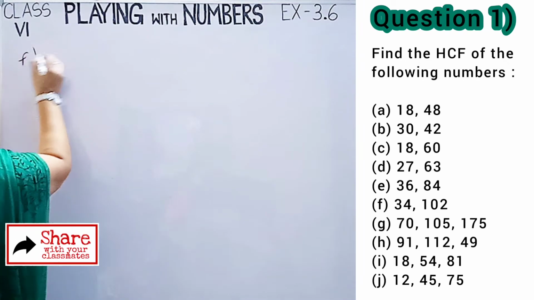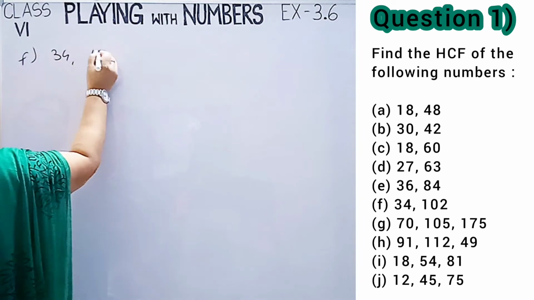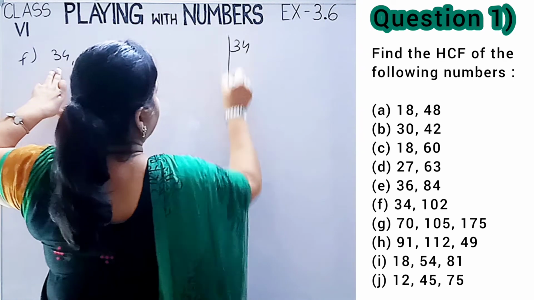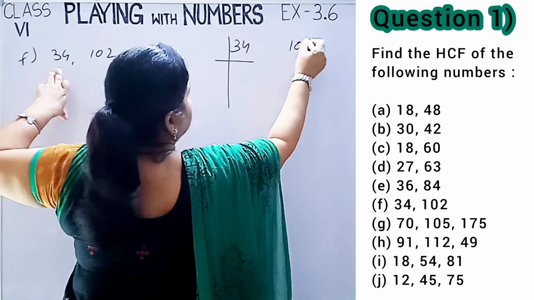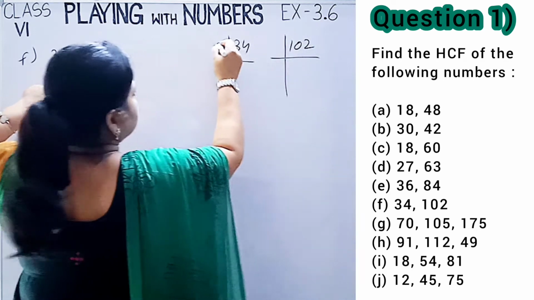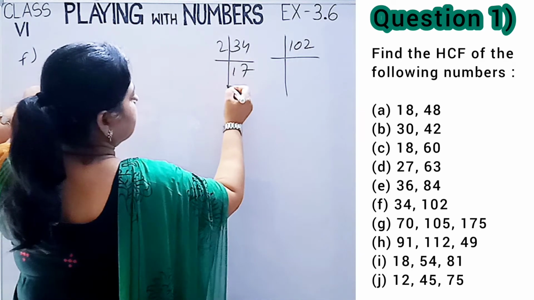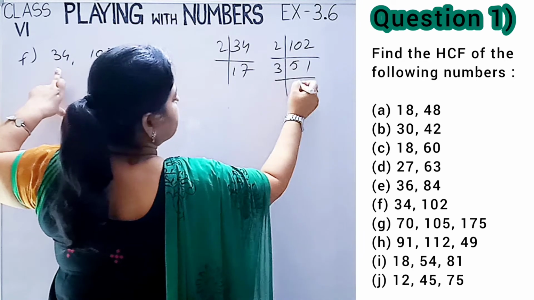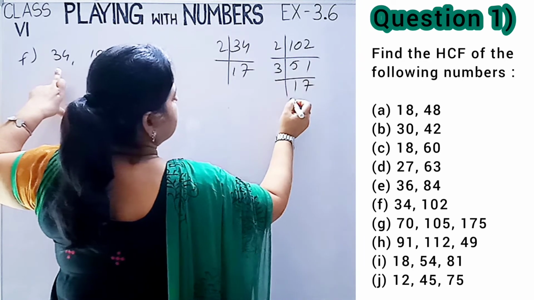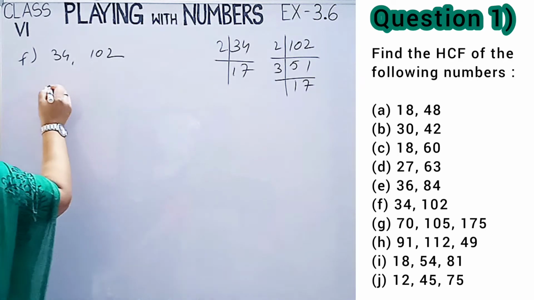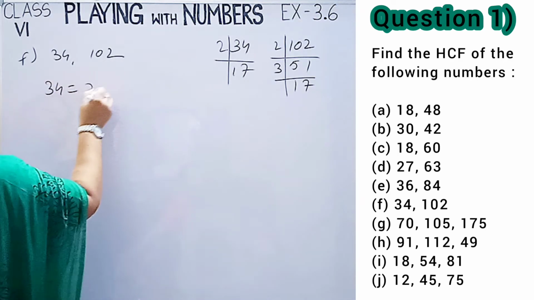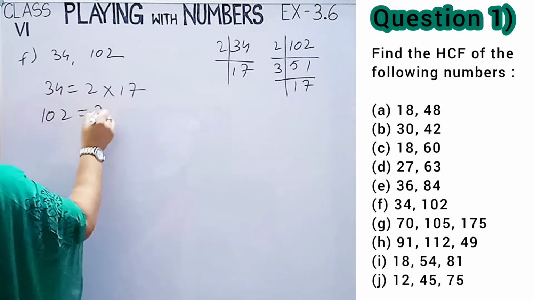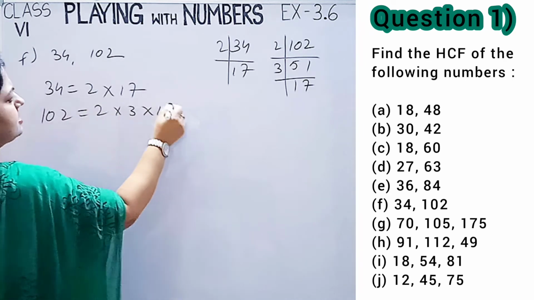F. 34, 102. So do prime factorization of 34 and 102. So 2 1s are 2, 2 7s are 14, 2 5s are 10, 2 1s are 2, 3 1s are 3, 3 7s are 21. So prime factorization of 34 is 2 into 17, and 102 is equal to 2 into 3 into 17.